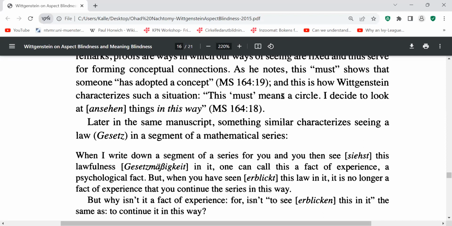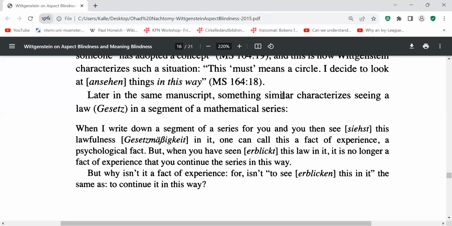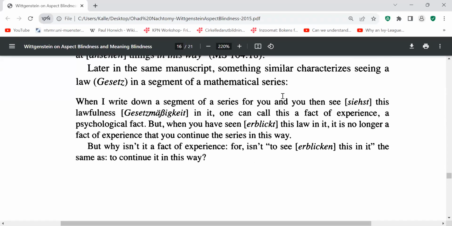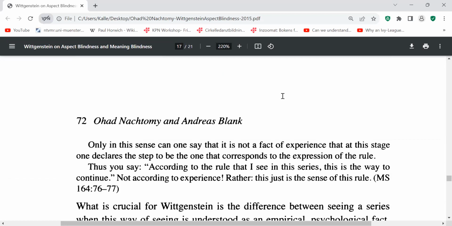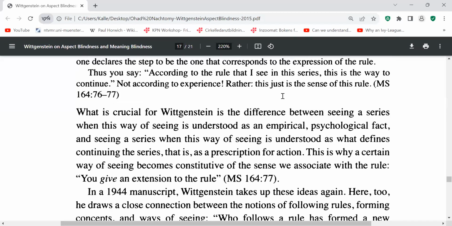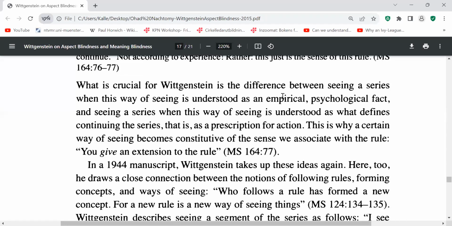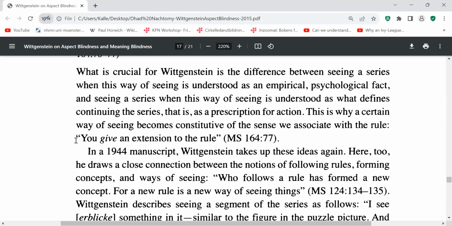So you understand the continuation of the series is to see a thing, a rule. All of a sudden, it springs to life. The very last phrase before we stopped. No, it's on the next page, 72. Second paragraph, last line. You give an extension to the rule.